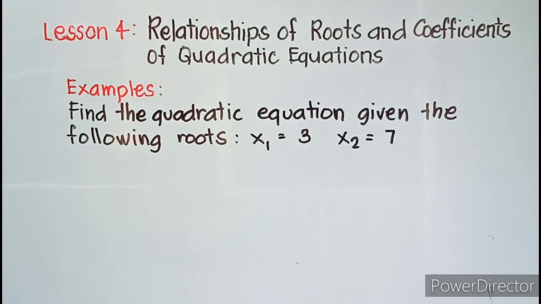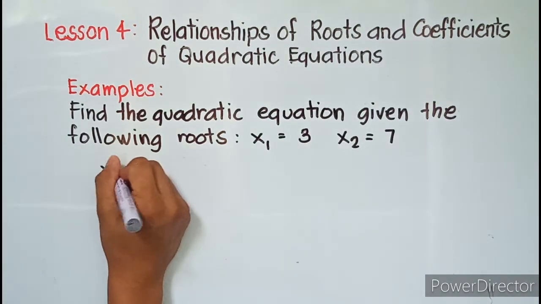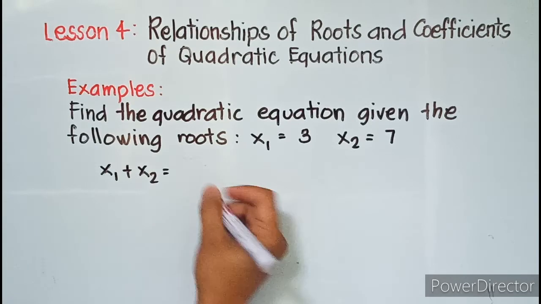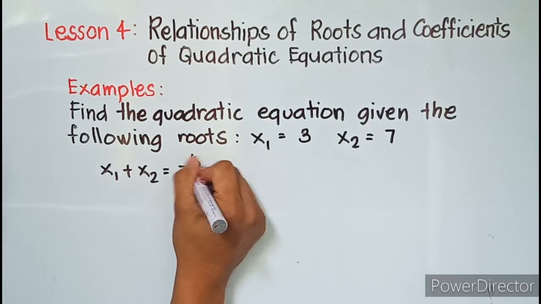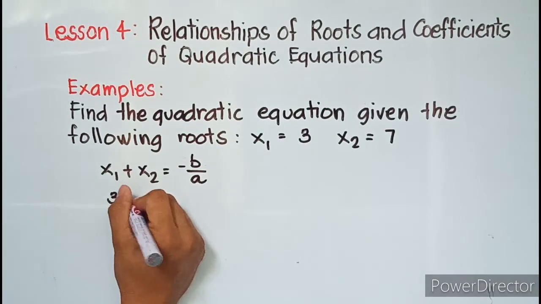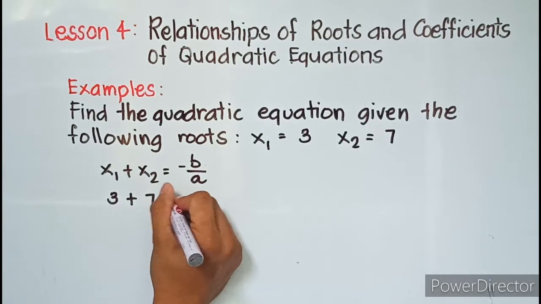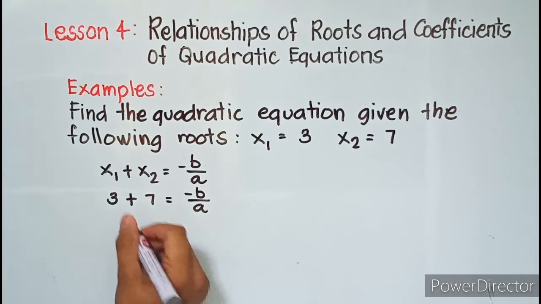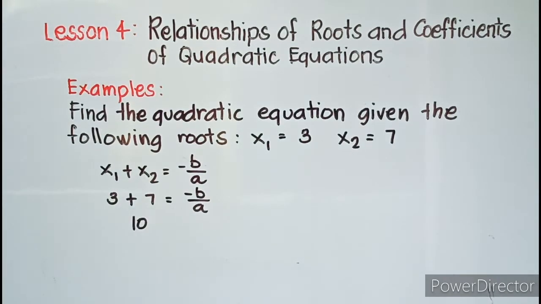Find the quadratic equation given the following roots. X sub 1 equals 3. X sub 2 equals 7. So before we find the quadratic equation, let us first find the sum of roots. So x sub 1 plus x sub 2 equals negative b over a. So x sub 1 is 3 plus x sub 2 is 7, negative b over a. So x sub 1 plus x sub 2 is equal to 10. So our sum is 10.